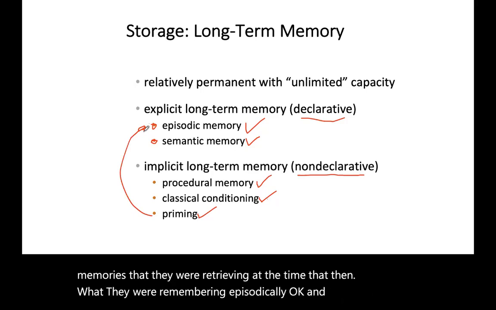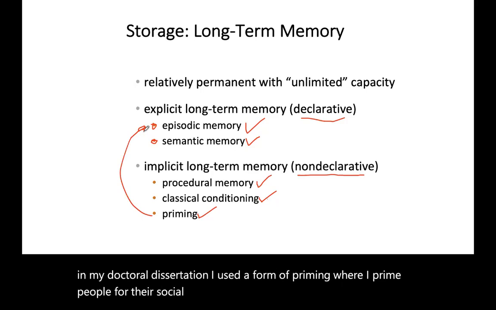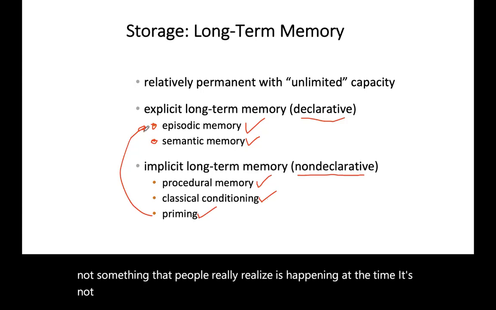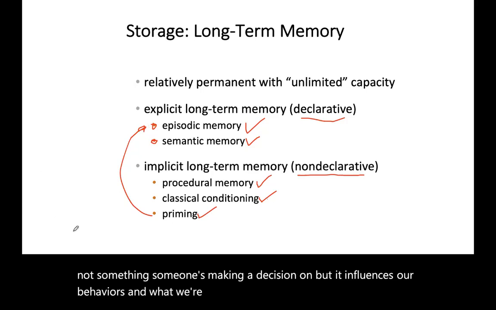And again, I mentioned in my doctoral dissertation, I used a form of priming where I primed people for their social identity to see how that influenced emotions, okay? It's not something that people realize is happening at the time. It's not something someone's making a decision on, but it influences our behaviors and what we're experiencing, okay?